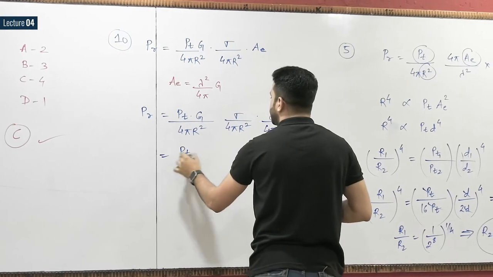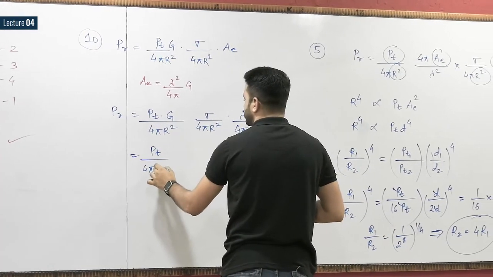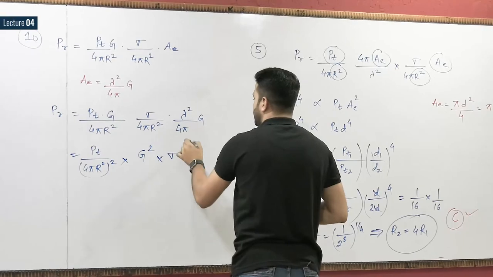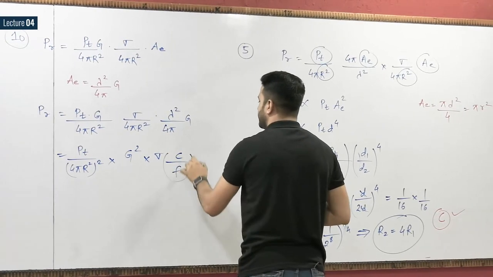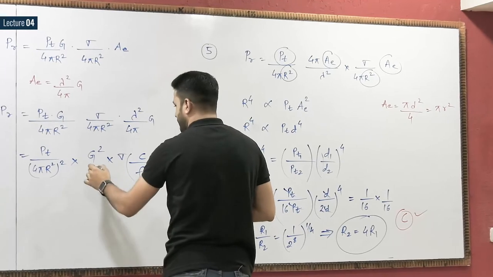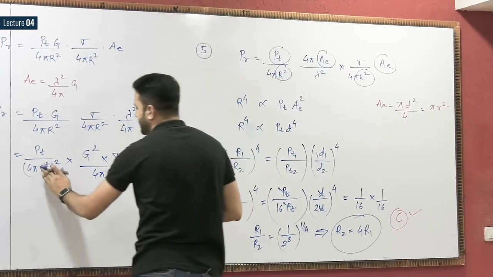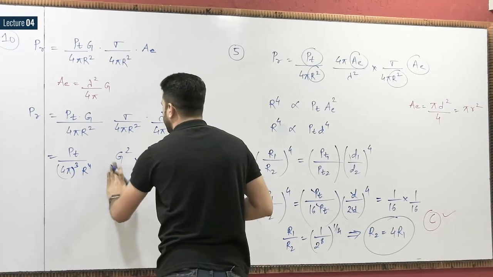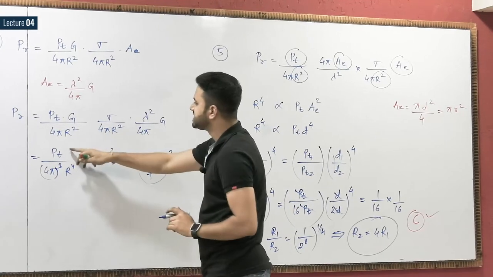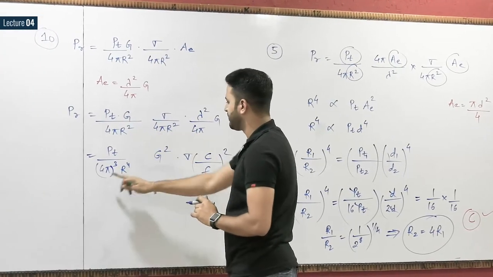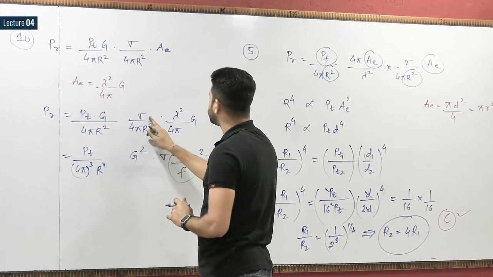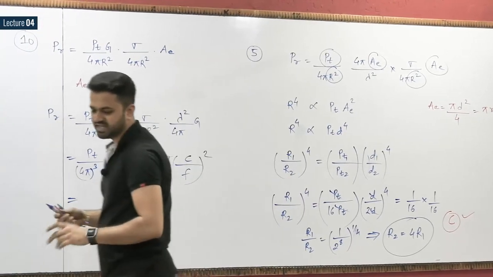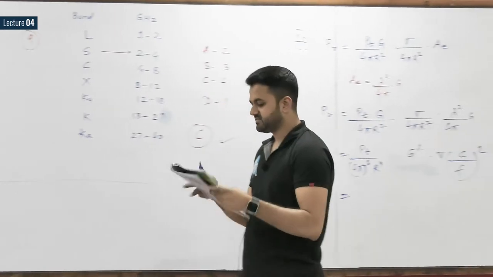Now we get PT and 4 pi r square to the whole square, and g square, and sigma, lambda is equal to c upon f whole square, and what we are left with is this 4 pi again. So we can write it as 4 pi to the power 3 and r to the power 4. You can see that this PT, 4 pi cube, r to the power 4 in the denominator, sigma into g square in the numerator, lambda is c upon f whole square. Now we have all the values. Let's substitute all the different values which are given.